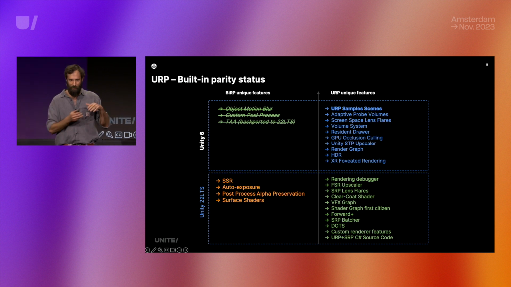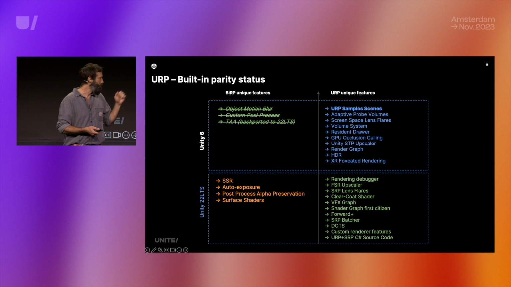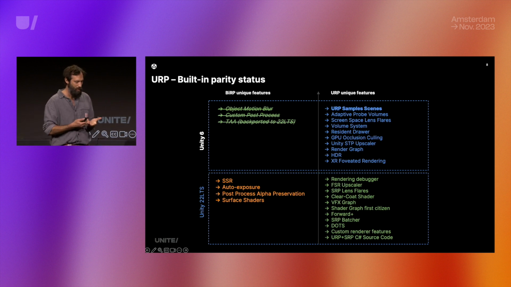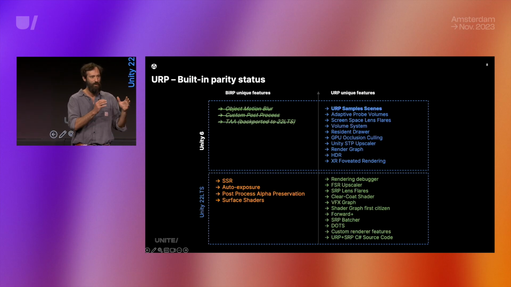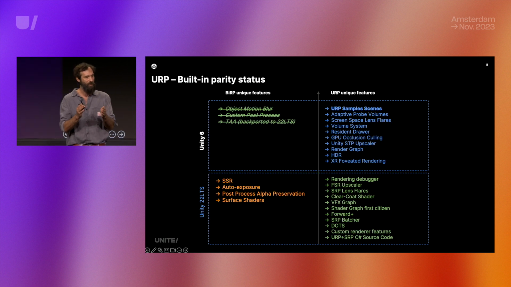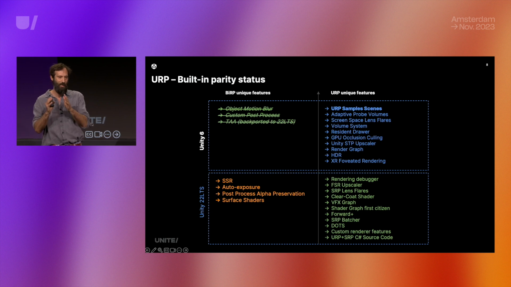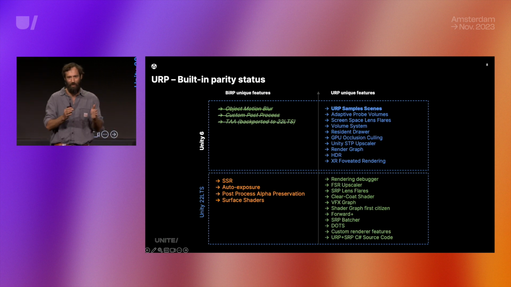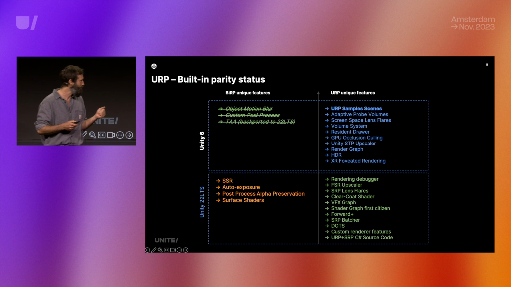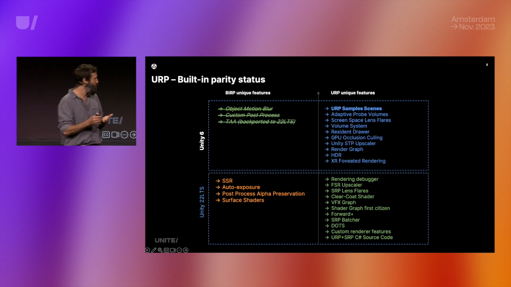But sometimes I think we forget about all the unique features that URP has, so I wanted to list them all in one slide. First, of course, the access to the source code, the custom renderer features, the compatibility with DOTS, the SRP Batcher. I don't know if everybody realizes the power of the SRP Batcher. You may have been used to using material property blocks, which are not compatible with the SRP Batcher. But actually, the SRP Batcher does better than material property blocks, so forget about them. And most of the time, it's faster than even hardware instancing. So it's actually a very magical component. Forward Plus, Shader Graph as a first-class citizen, VFX Graph, clear code shaders, SRP lens flares, FSR upscaler, and the Rendering Debugger.